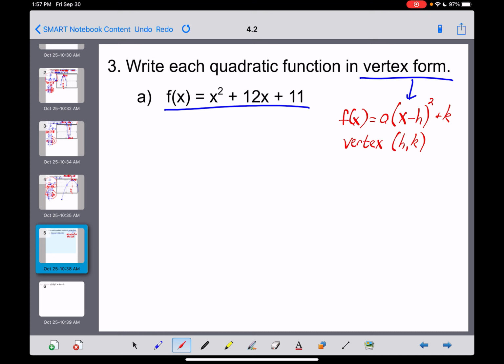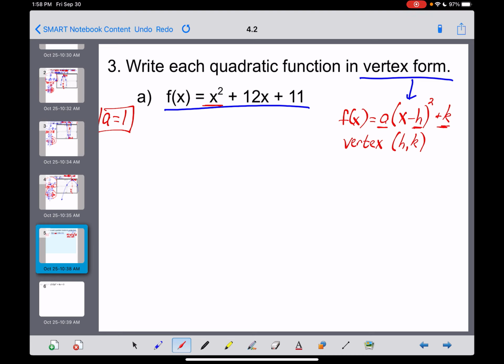Meaning, if we knew the value of a and the value of h and the value of k, we could write our equation directly into vertex form. Well, that's what we're going to try to find out here. Now, the good news is we already know what a is. A is the coefficient of x squared, which in this problem is 1. So I'll go ahead and box that up.